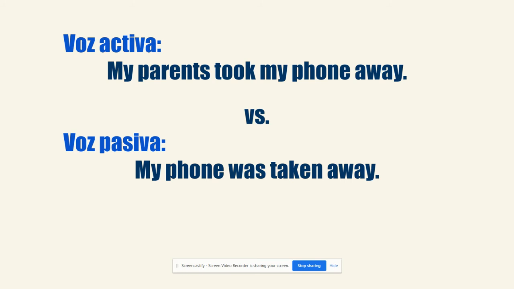Now, if I want to express the same idea, but I want to focus on what happened and not who did the action, I can use passive voice. So take a look at the second sentence, voz pasiva. My phone was taken away. So here, we're putting emphasis on the fact that the phone was taken. And if you wanted to say, my phone was taken away by my parents, you could add the subject and it would still make sense, but you don't need the subject in order to express the idea. You're saying the same thing, but you're putting the emphasis on a different part of the sentence. That's why we use voz pasiva.